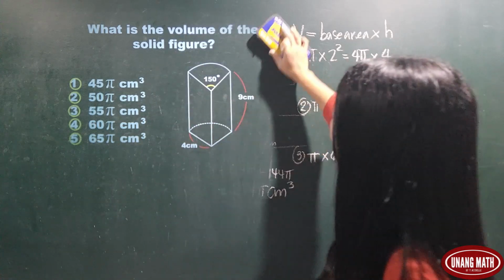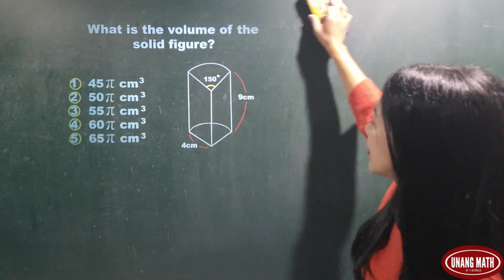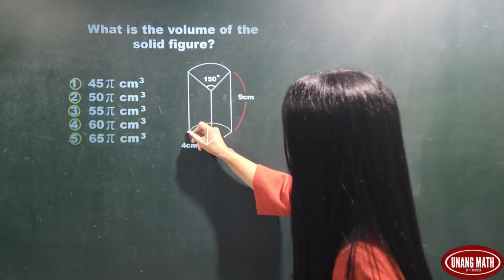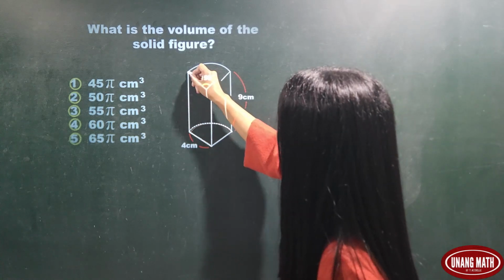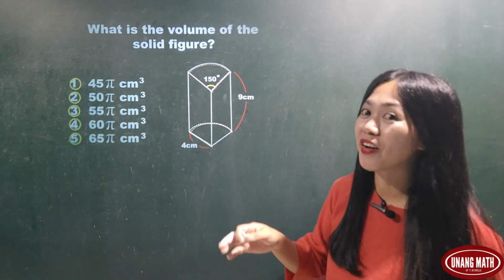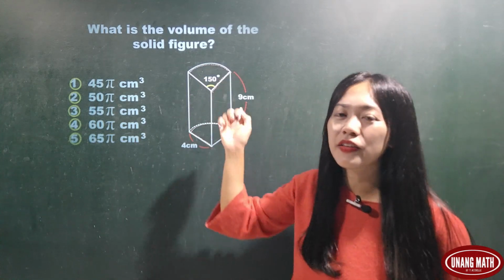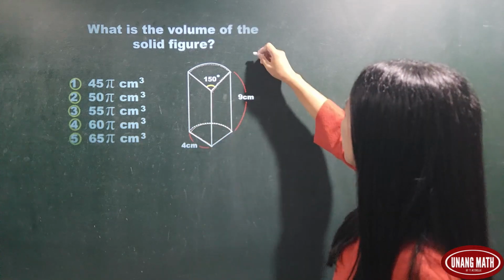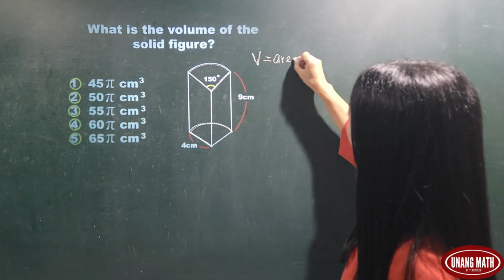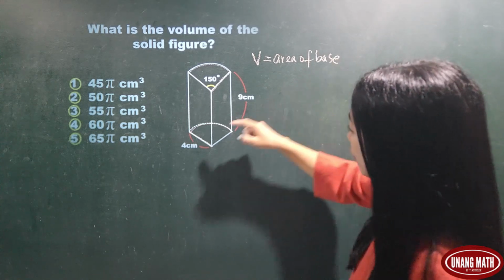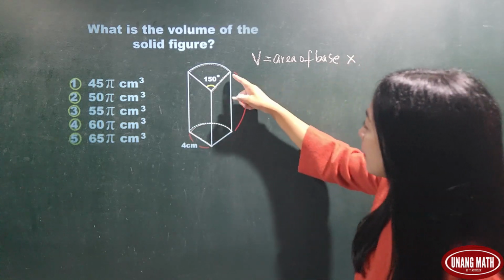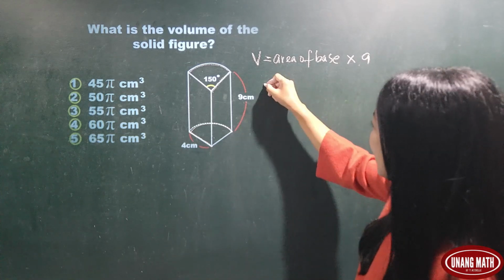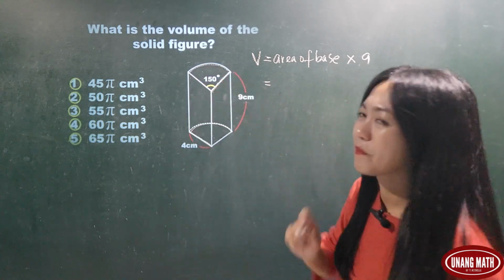Okay, let's answer this last question. We are going to find the volume of this solid figure. If you're going to take a look at the solid figure, this is also a prism. Bases are congruent, and these bases are sectors. So sectors are part of a circle. So to find the volume of the solid figure, we have to get first the area of the base or of this sector, and we have to multiply this one by the height of this figure, which is given and it's 9 centimeters.